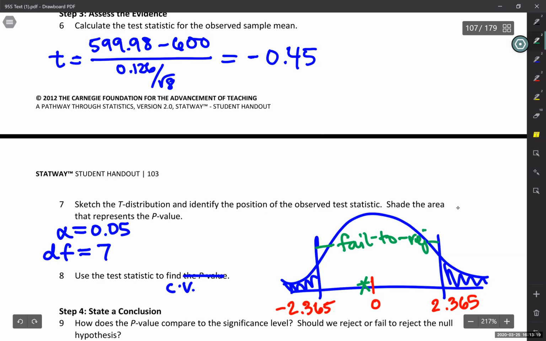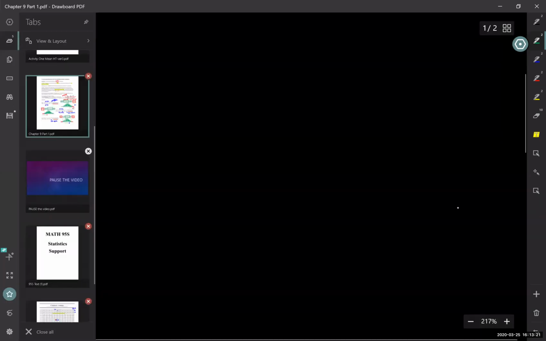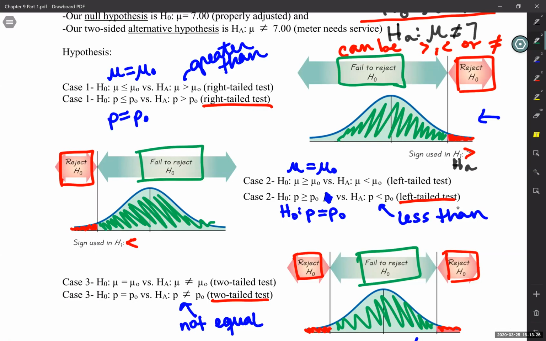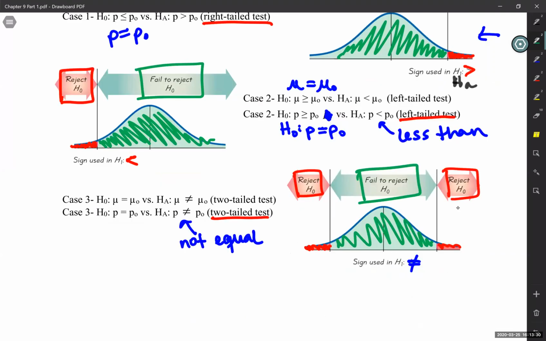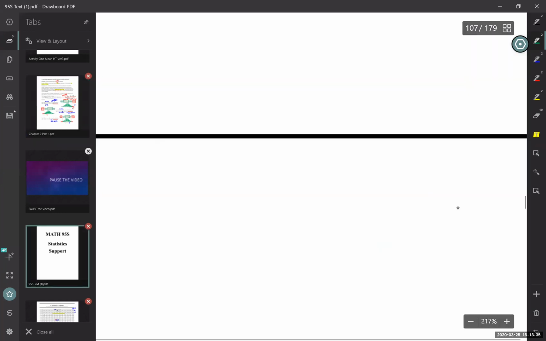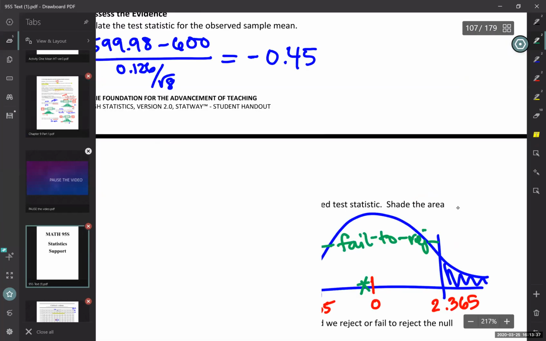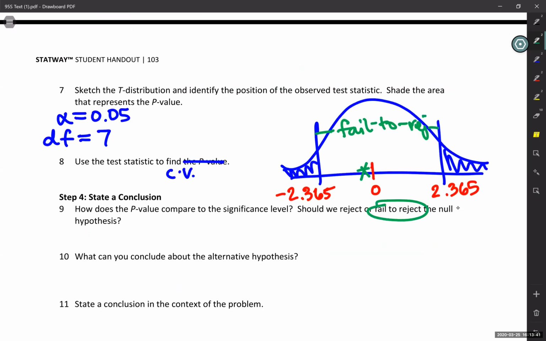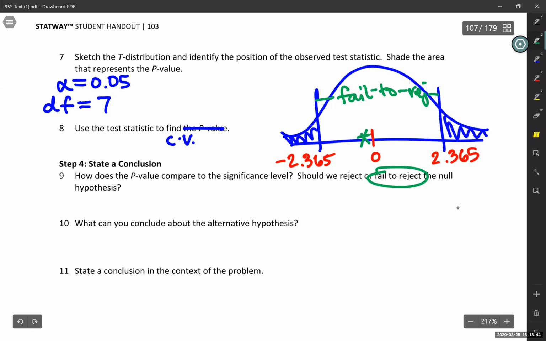If you're having problems remembering any of these, just go back to the 9.1 notes. And we have all these pictures here. So the bottom picture is what we're talking about, the not equal. The fail to reject is in the middle, and the two reject regions are on the outside. So we are going to fail to reject the null based off of that picture. So if we cannot reject the null, then we cannot support the alternative.